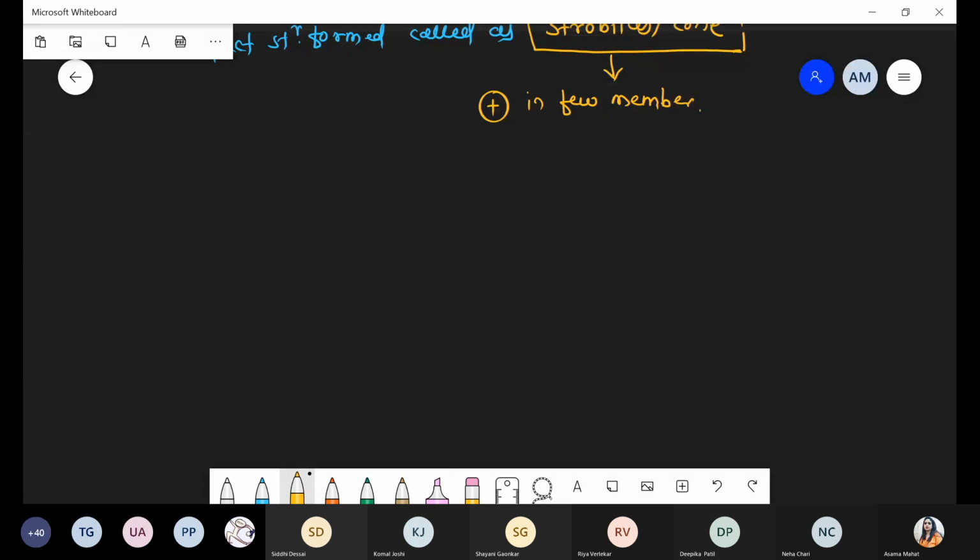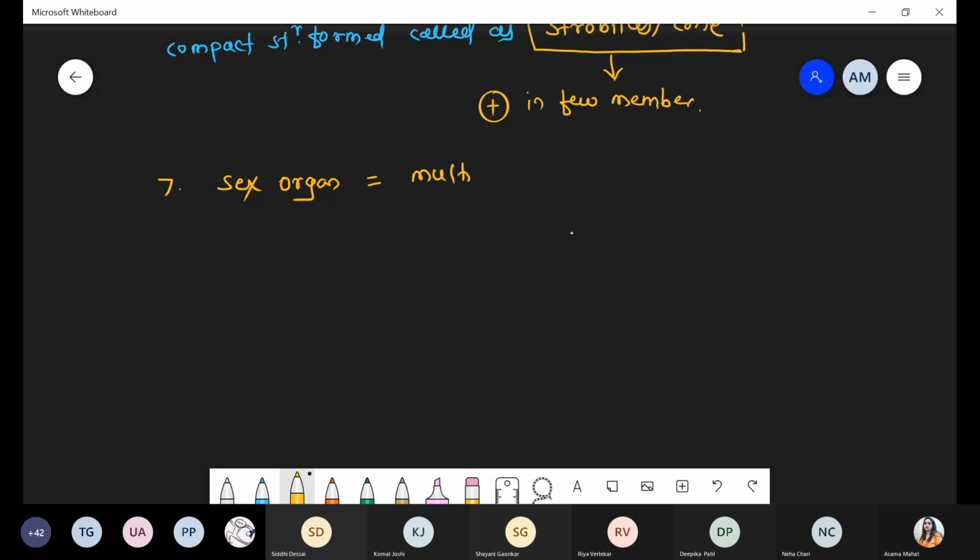Okay, so this is part number 6: the strobilus, the cone-shaped structure, which is present in few members of pteridophyta. Now next, part number 7, we are talking about the sex organ. Whenever we talk about the sex organ in pteridophyta, these sex organs are multicellular and jacketed. Jacketed means protective cells are present. Simple, straightforward meaning.